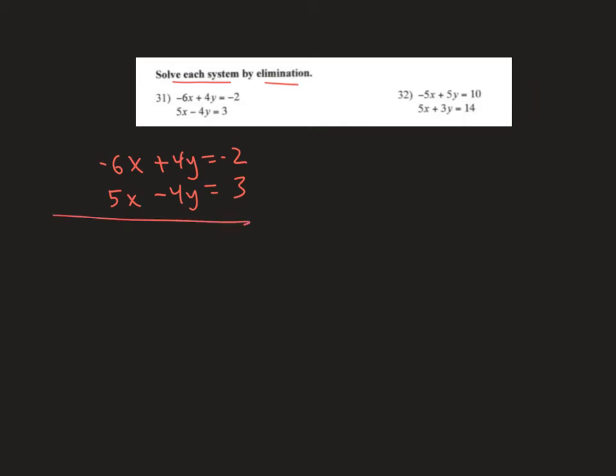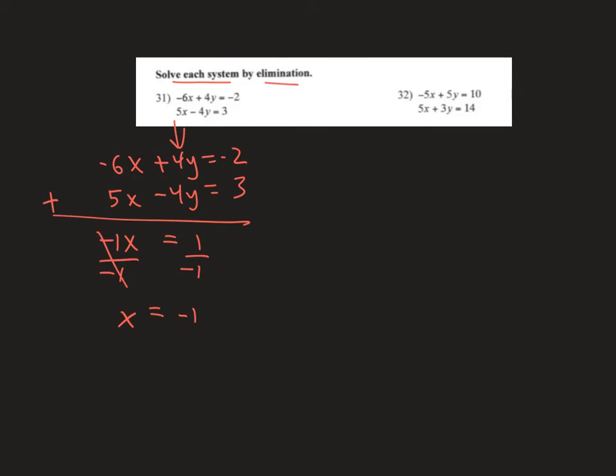I'm going to take both of these. I'm going to add them together because I see that the y coefficients are the same value. They're both 4. One's positive, one's negative. So when I add these two lines together, I get negative 1x equals positive 1. I'm going to solve for the variable, isolate x by dividing by negative 1. Negative 1 divided by negative 1 is a positive 1x, and 1 divided by negative 1 is negative 1. So x is negative 1.